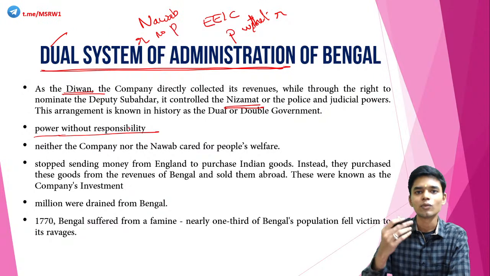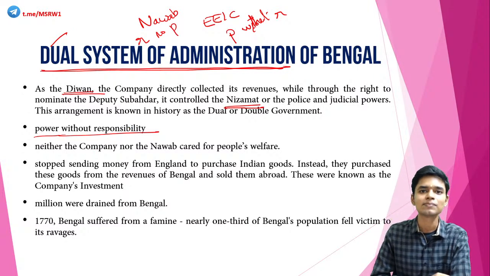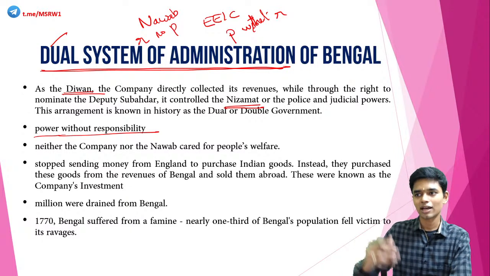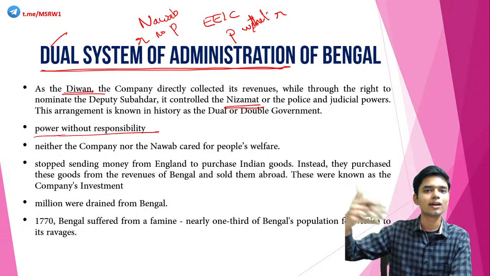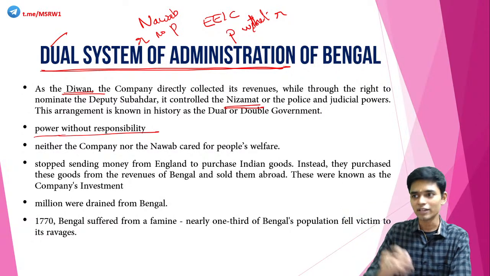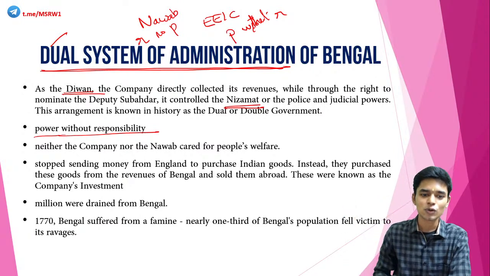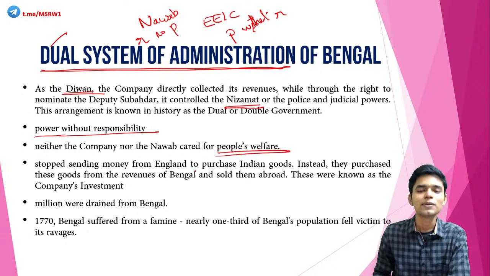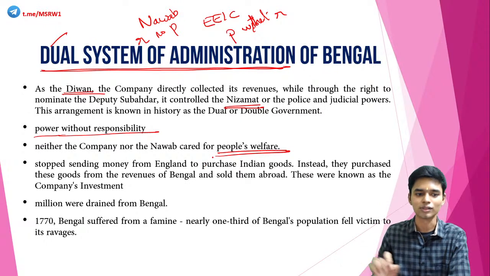What was the drawback of this system? The major drawback is that the people actually suffer, because the Nawab does not have any power to implement anything, and the company does not have any kind of responsibility. So neither of them cared about the people. Even if the Nawab cared about the people, he couldn't do anything because he did not have the power. So people's welfare was going downwards.